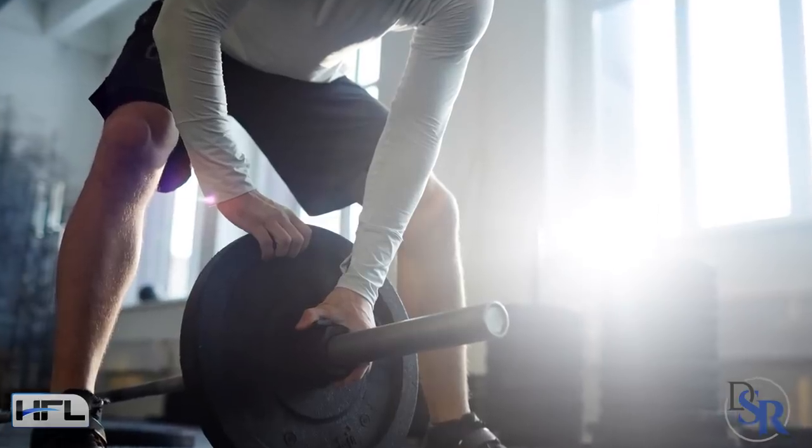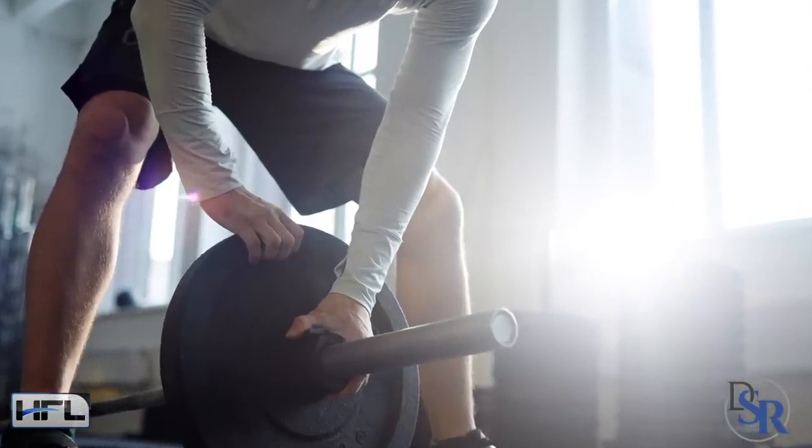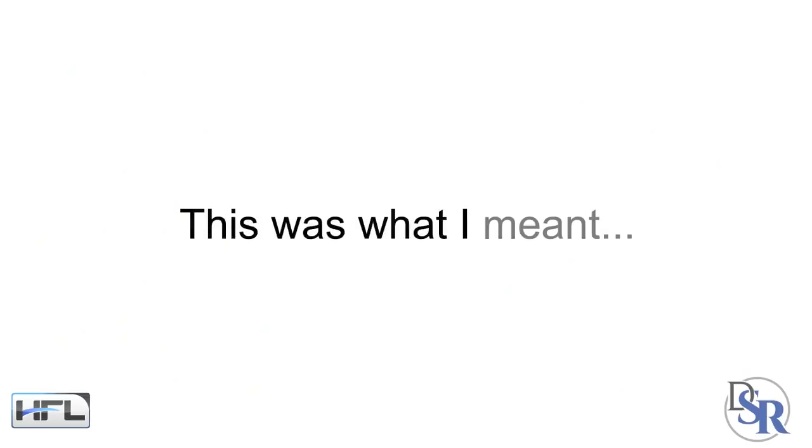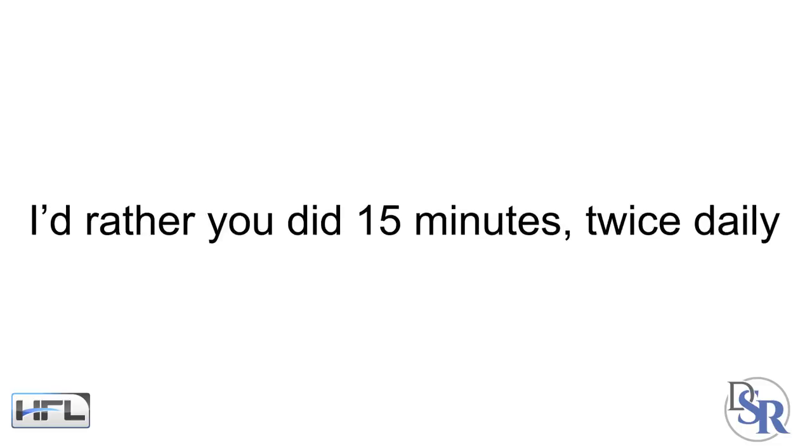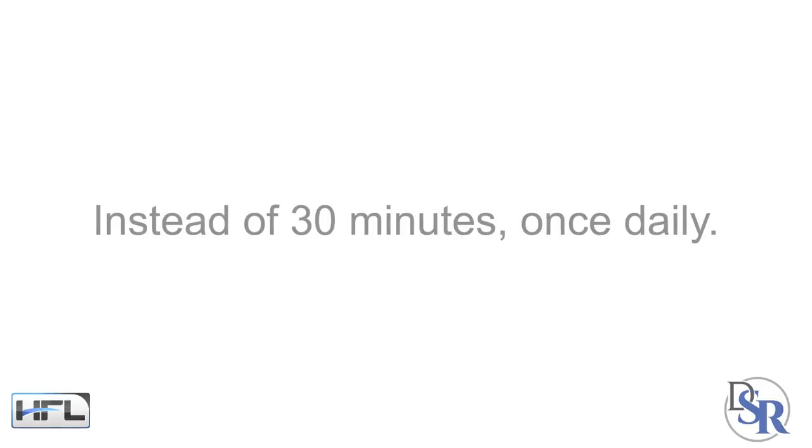Now, when it comes to your workouts, do them frequently. This is what I meant by build more muscle frequently. This means that I'd rather you worked out 20 minutes 6 days a week instead of 40 minutes 3 times a week. It comes out the same, but more frequently is better. Again, I'd rather you did 15 minutes twice daily instead of 30 minutes once daily.